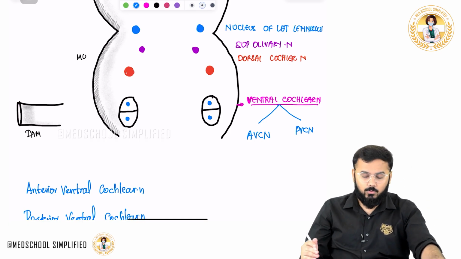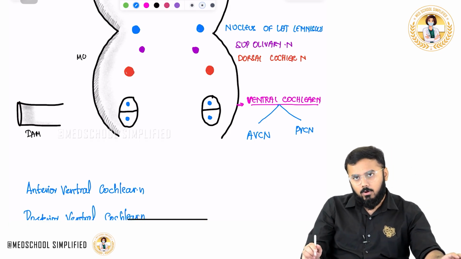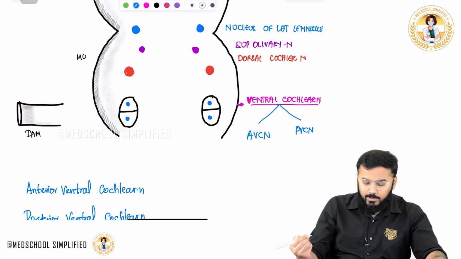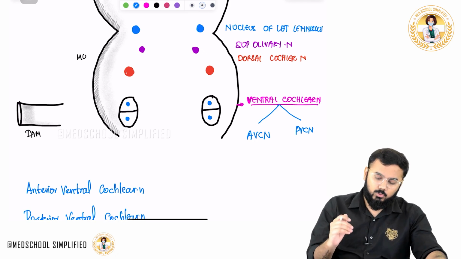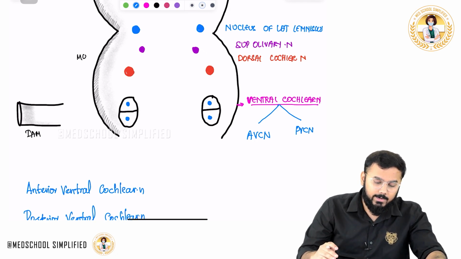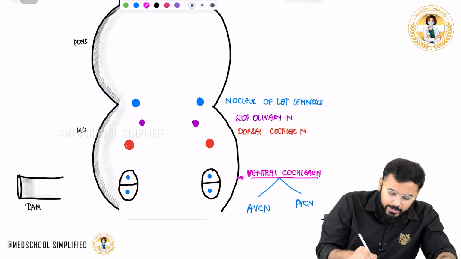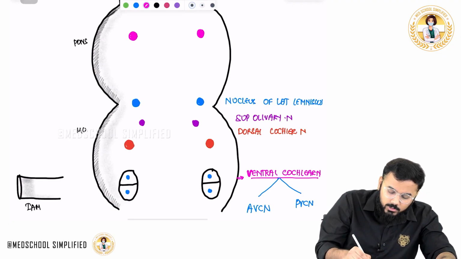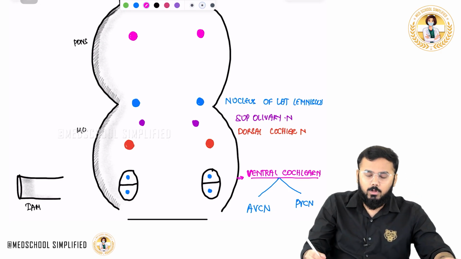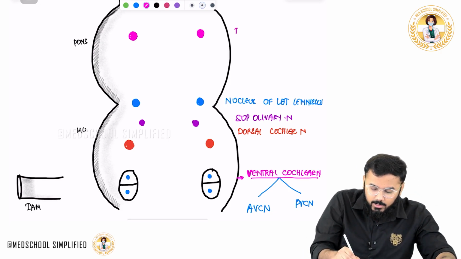Nucleus of lateral lemniscus. So what are the different nuclei? We have ventral cochlear nuclei. There are two, anterior ventral cochlear nucleus and posterior ventral cochlear nucleus. Next, dorsal cochlear nuclei, superior olivary nucleus, nucleus of the lateral lemniscus. Next, when you enter into the pons, within the pons here, you have two more nuclei. These two nuclei which are located in the pons are called the inferior colliculus.